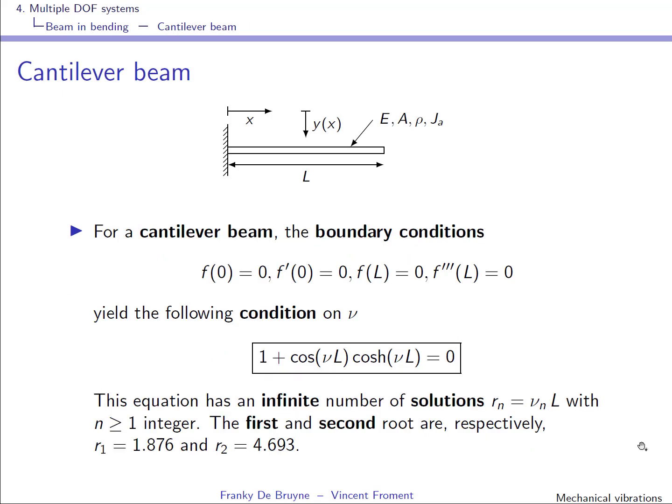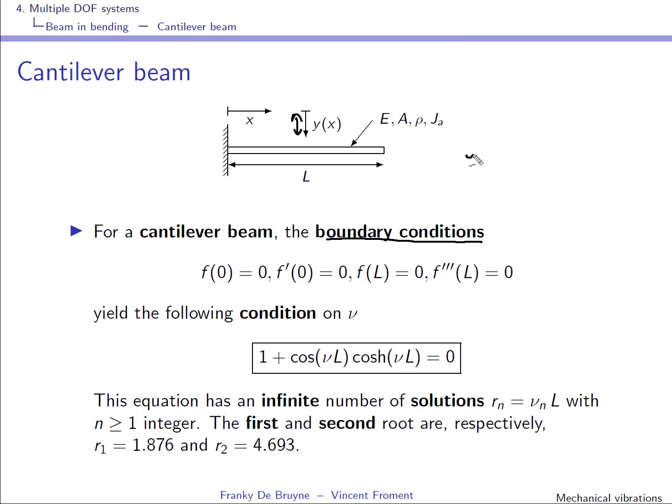Okay, let's consider a second case, which is different from the first one, because here the beam is attached on one side, and it's free to move on this side, and this is what we call a cantilever beam. Okay, so again we consider vibration in this direction y, so it's for the beam in bending, and without going into the details, we again have boundary conditions.